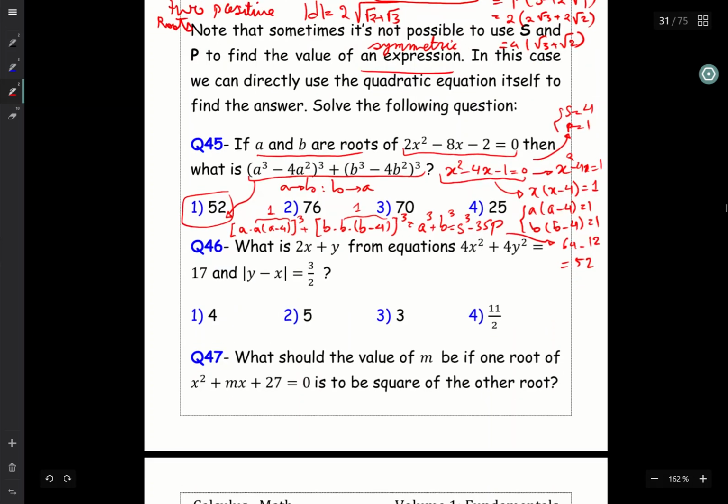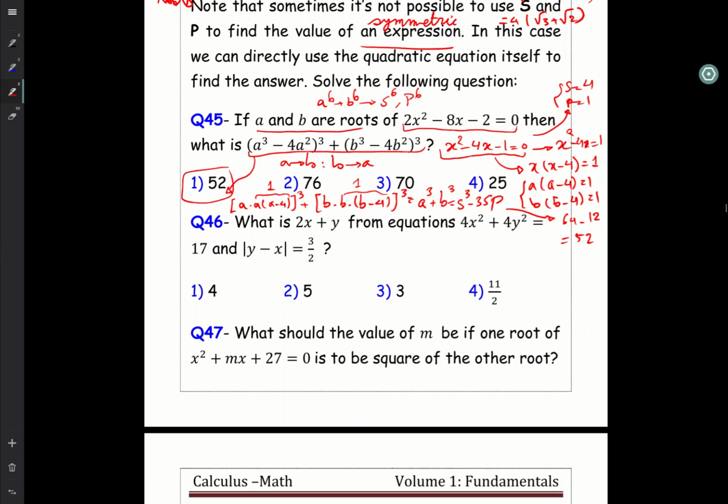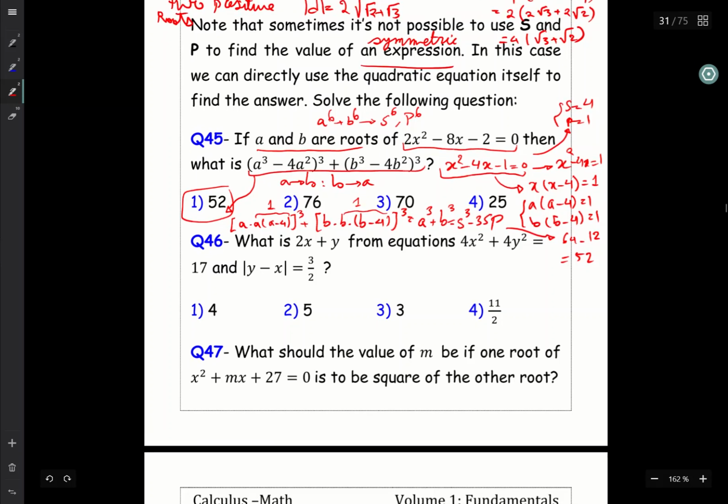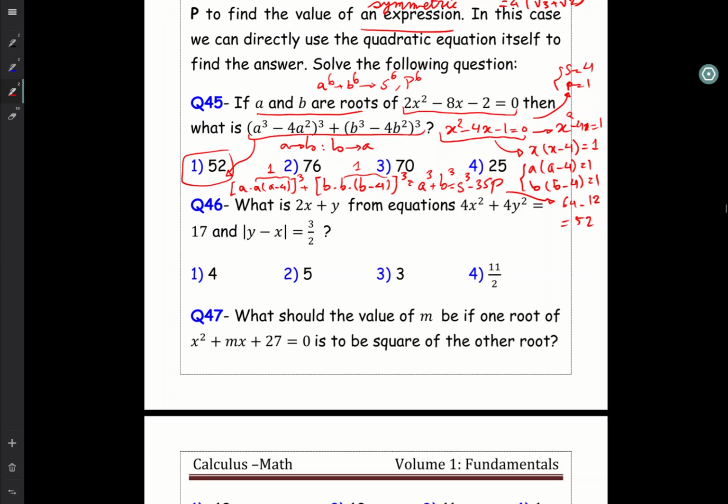See, if we had gone with trying to come up with writing the first expression directly in terms of S and P, we had to deal with A6 plus B6, and we end up with the sixth order terms of S and P, which is very difficult to work with. But we reduced the expression to a cubed plus b cubed, knowing that just by looking at the quadratic equation, we know that a times a minus 4 should be 1, and b times b minus 4 should be 1 as well. That helped us a lot in simplifying the expression.